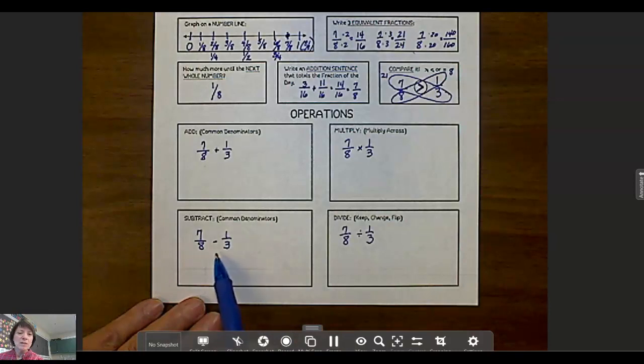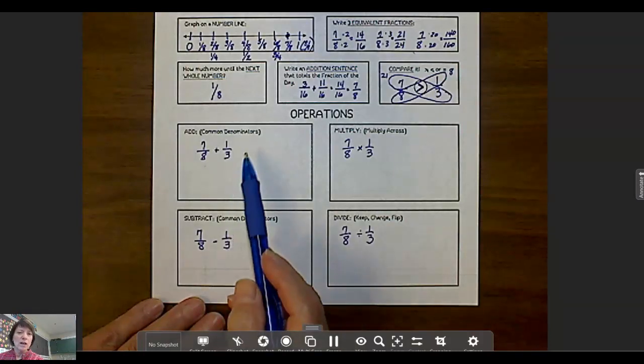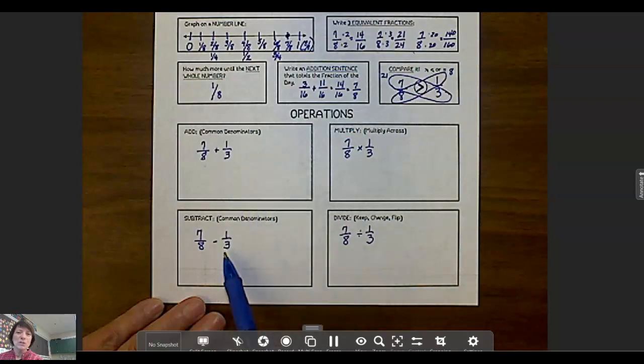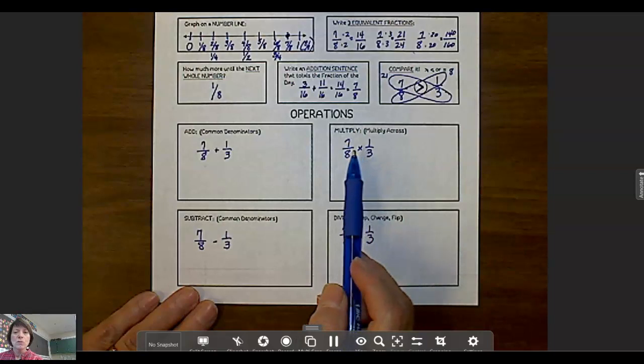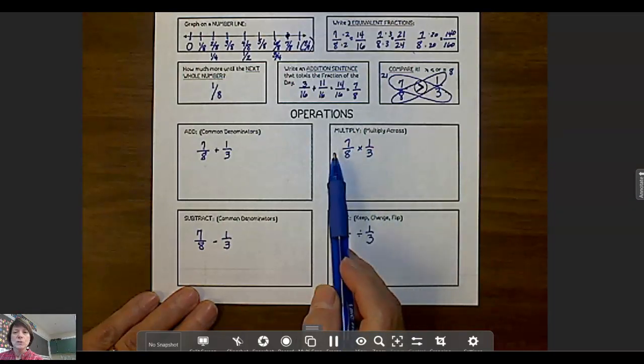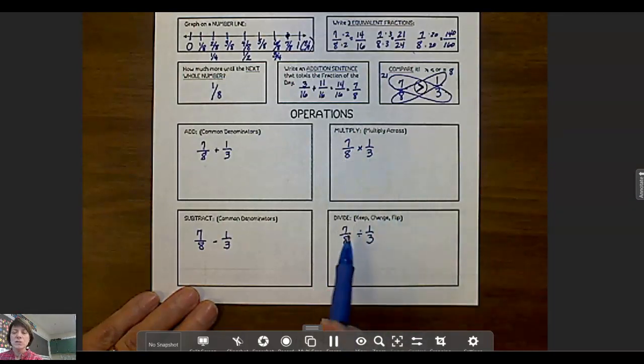All right, and then down here 7/8 minus 1/3, we'll have gotten our common denominators up here already, so we can use those down here. For multiplying, we'll multiply 7/8 times 1/3, multiply straight across. Remember, you don't need to worry about common denominators here.